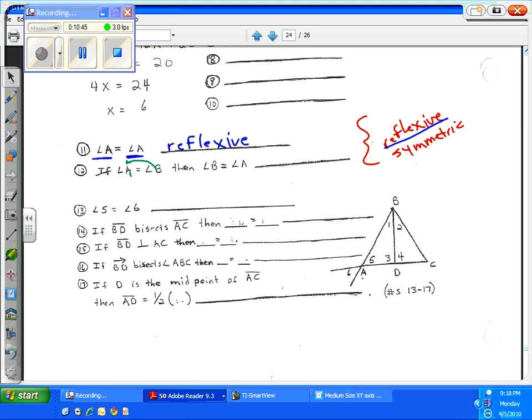Symmetric property is when you flip the equation around. What was on the left goes to the right, and what was on the right goes to the left. So the B was on the right, now it's on the left. The A was on the left, now it's on the right. We flip the equation around, that's symmetric. Any questions on that?